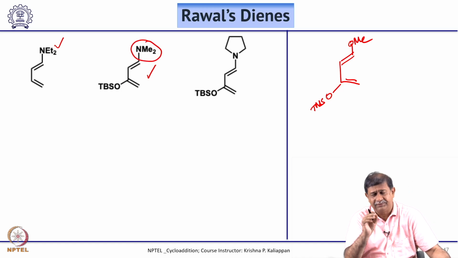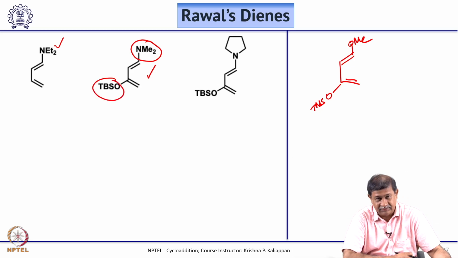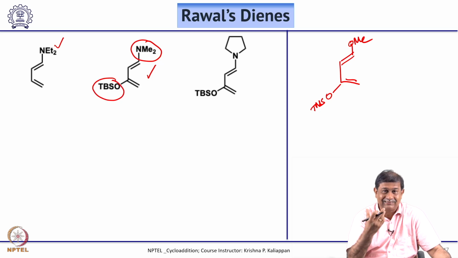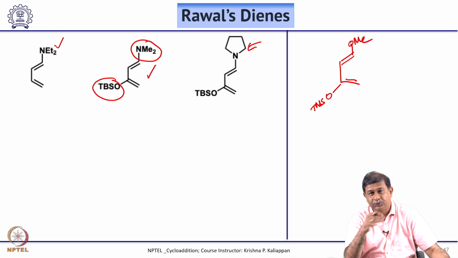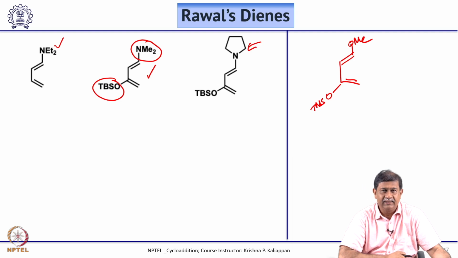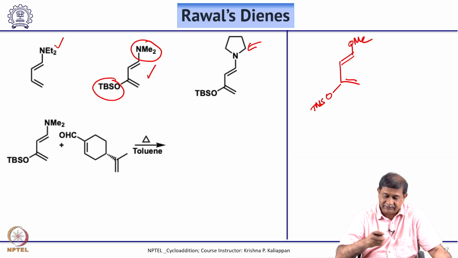OTMS, TMS is slightly labile. So, instead of that, he has used the more stable OTBS. This more stable OTBS and the more electron donating NMe2 made this a much better diene. Later he also changed from NMe2 to a pyrrolidine group. So these three dienes he has nicely exploited in Diels-Alder reaction and made a few good natural products.